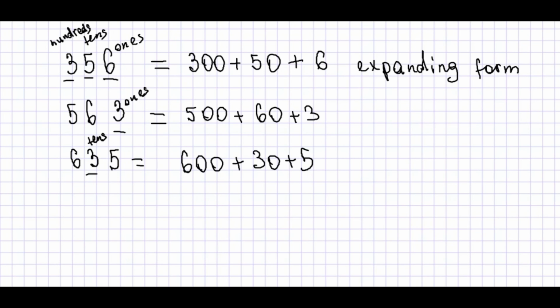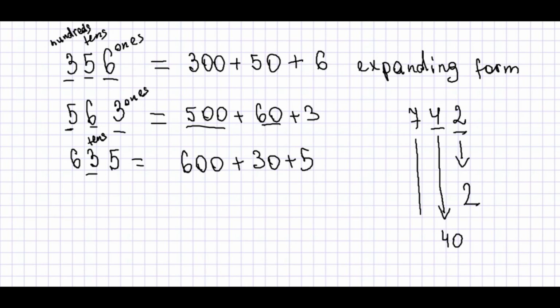So the value of 5 here is 500. The value of 6 here is 60. Okay. 742. 2 is on ones place. The value of 2 is 2. 4 is on tens place. The value of 4 is 40. And 7 is on hundreds place. The value of it is 700.